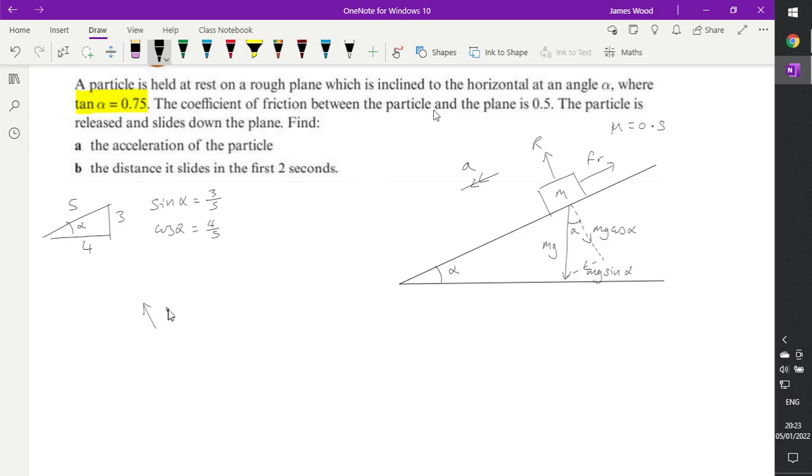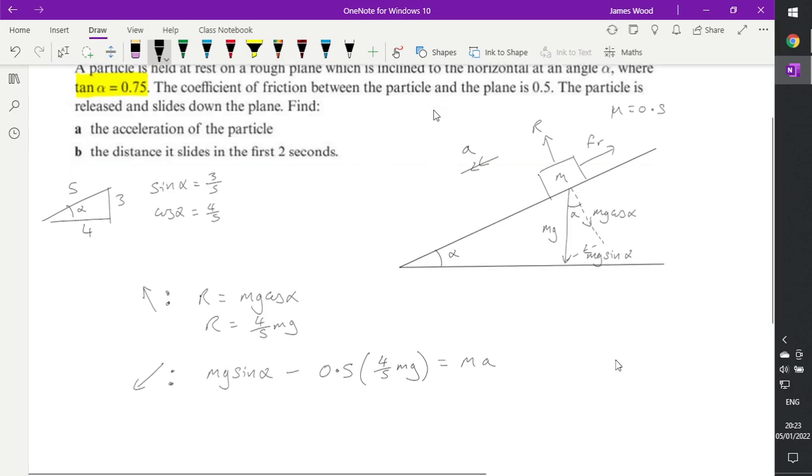So let's do perpendicular to the plane first of all. R must equal mg cos alpha. Or I could write that as 4/5 mg. Now I can resolve down the plane. So I've got mg sine alpha pulling it down. The force trying to stop it is obviously friction, so that's going to be minus mu R. So that's minus 0.5, so mu, times R, which is 4/5 mg. And that equals ma.